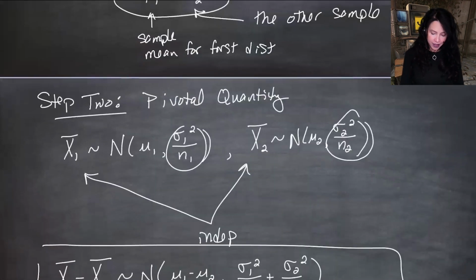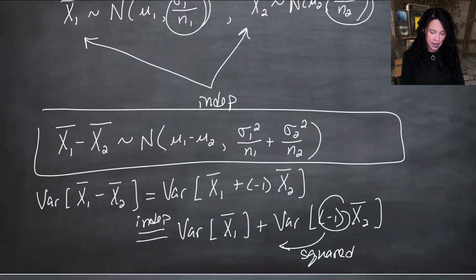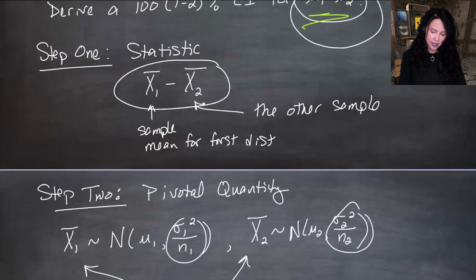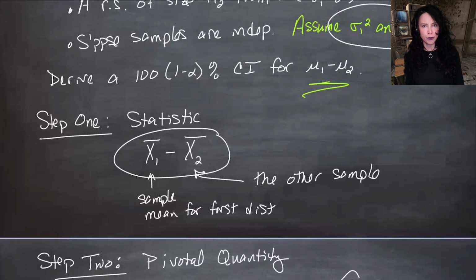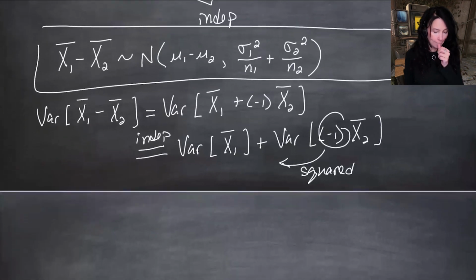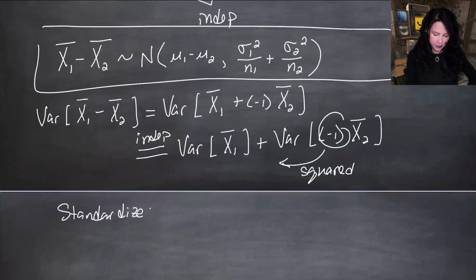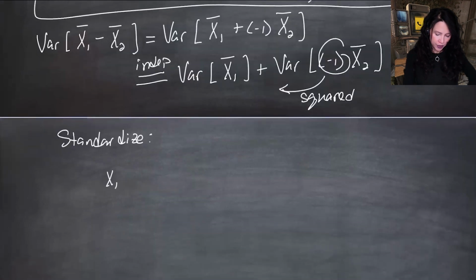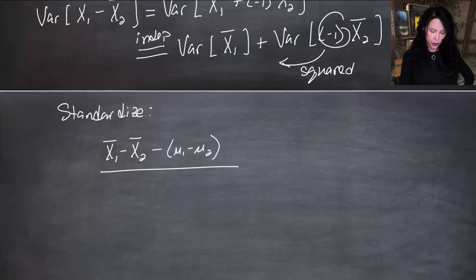We have a statistic we're going to work with, and we found the distribution of the statistic, and now we want a pivotal quantity, which is some function of this and the thing we want the confidence interval for, whose distribution is known and unknown parameter free. I think we should go for the standard normal. Let's standardize this. We have this normal random variable. I'm going to subtract its mean, which is mu1 minus mu2, and I'm going to divide by its standard deviation, which is the square root of its variance.